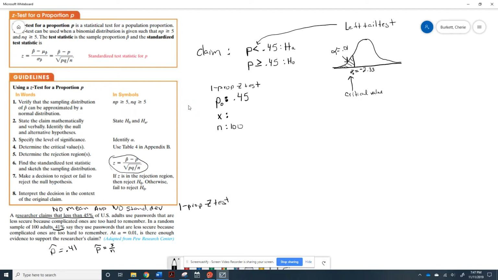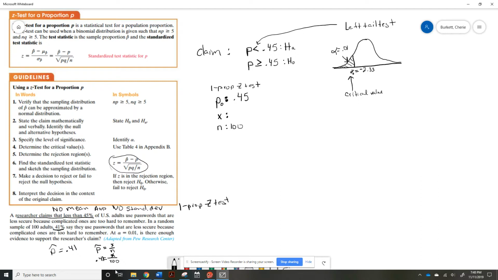So we know that p hat is 0.41, and we know that our sample size is 100. We need to find the value of x. Well, this is just a simple proportion problem. So how do we get the x by itself?